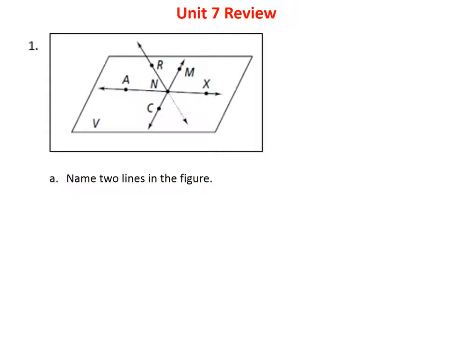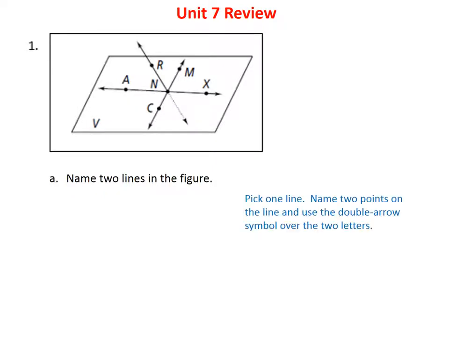In the first problem, we're asked to name 2 lines in the figure. All we have to do is pick one line and name any 2 points on that line and then use the double arrow symbol over the 2 letters. You'll notice it doesn't matter which direction the letters are written because the line goes both directions. So for example, if I pick this line, it has the letters A, N, and X. So I can pick any 2 of those letters. So I could put AX, I could do AN, I could do NX, and I could also turn them all around and have XA, NA, and XN.